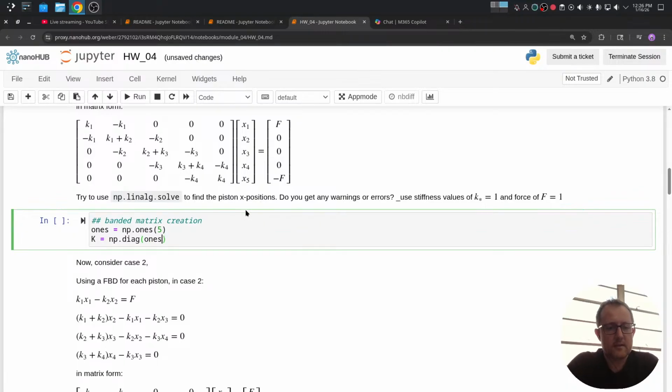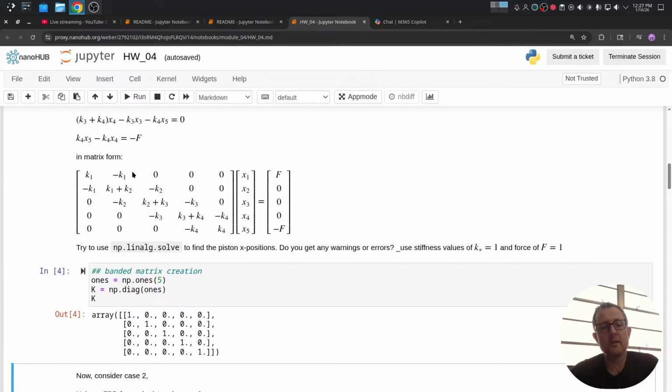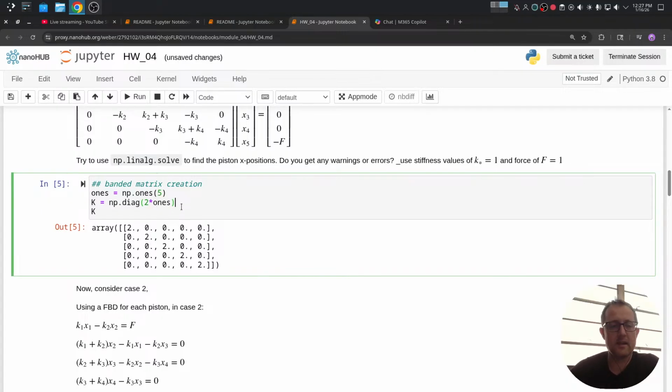So first, let's just look at this. If I say diag of ones, it's going to give me a 5x5 matrix with all ones along that diagonal. Really what I want is 2s everywhere except the first and last place. So I'm going to say 2 times that. And if I wanted, I could define 1, 2, 2, 2, and a 1. But I'm not going to do that right now. I'll leave that to the end.